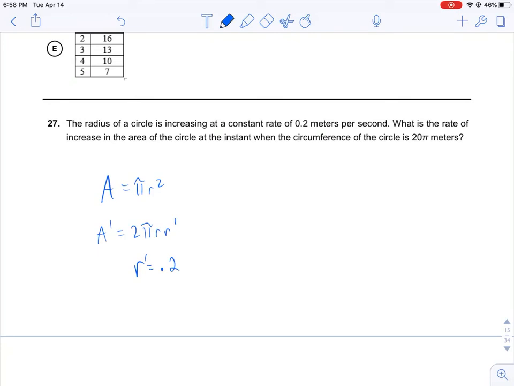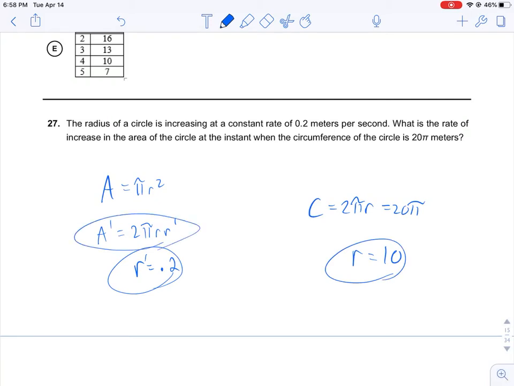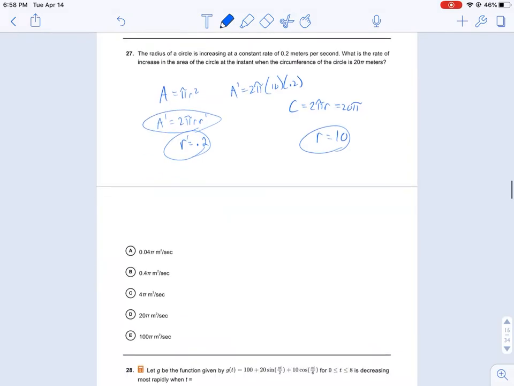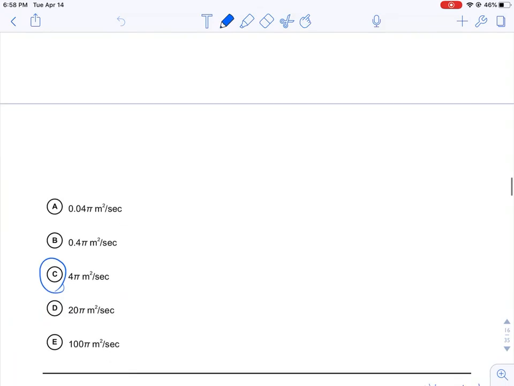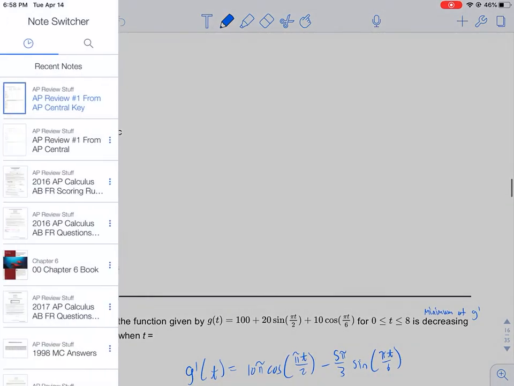And we're trying to find it when the circumference is 20 pi. So circumference, which is 2 pi r, is equal to 20 pi. That gives us our r value to be 10. So you can take r prime and r, plug them in to get A prime. A prime equals 2 pi times r, which is 10, times 0.2, and you should end up with 4 pi meters squared per second. There are units in this problem. Okay.